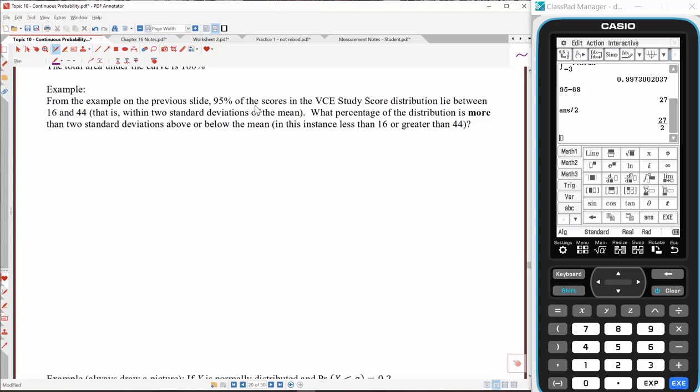Okay, from the example on the previous slide, 95% of the scores in the VCE study score distribution lie between 16 and 44. That is within 2 standard deviations of the mean. What percentage of the distribution is more than 2 standard deviations above or below the mean? In this instance, less than 16 or greater than 44. So again, what we'll do is we'll quickly draw up our distribution curve. That's a better one this time. So we've got 30, 1, 2, 3, 1, 2, 3. All right, so 37, 44, 51, 23, 16, and 9.